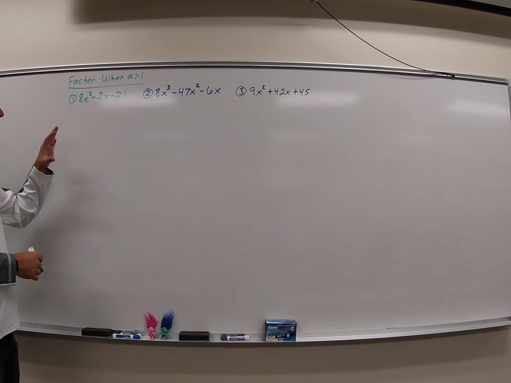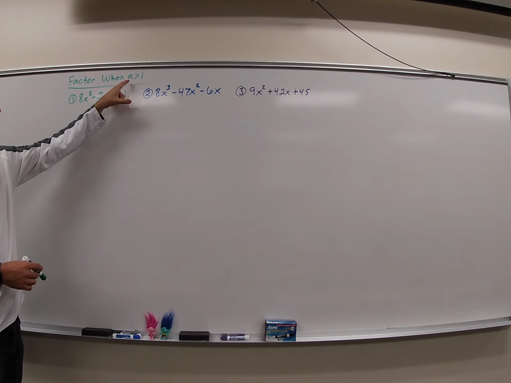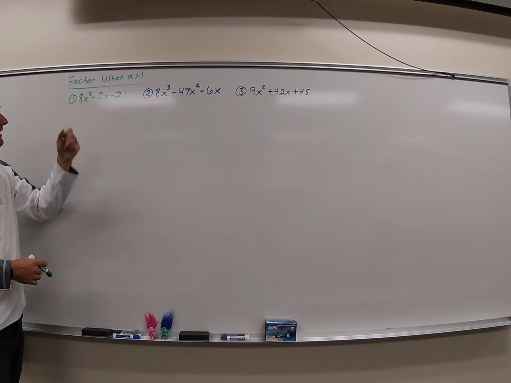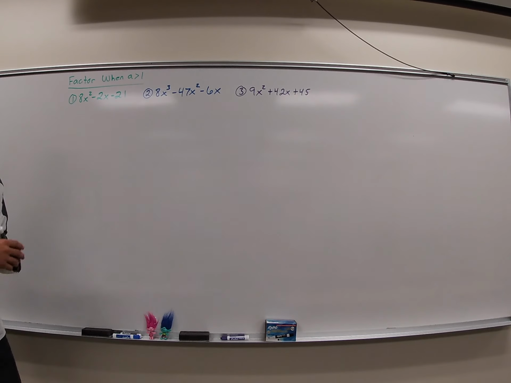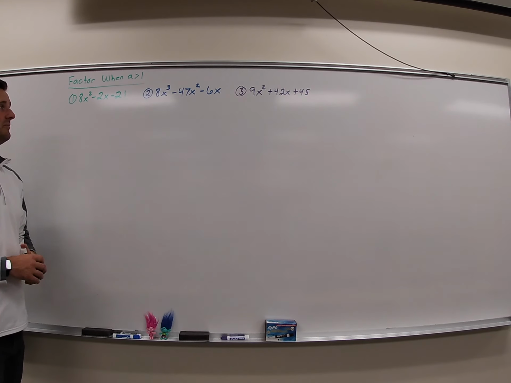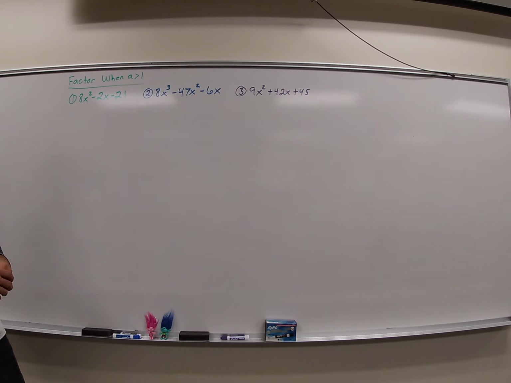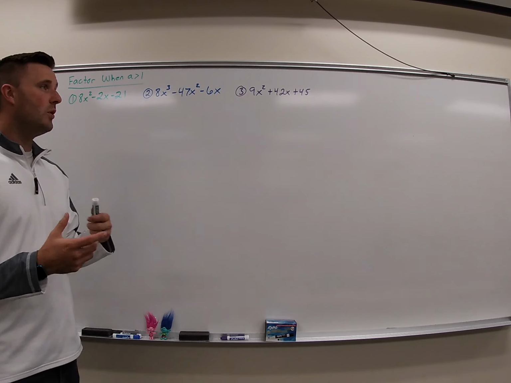All right, so we're going to continue with factoring, but now we're going to factor when a is greater than 1. So the number out in front is going to be something larger than 1, even after we take out any common factors that we have. Now, I'm going to use what we call the Moyes method.